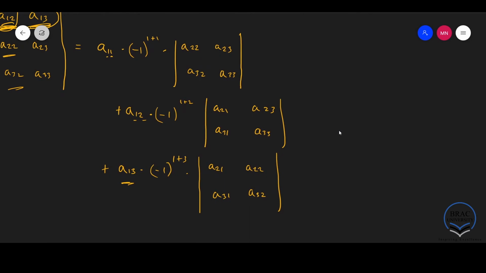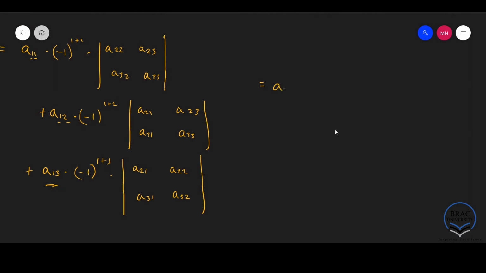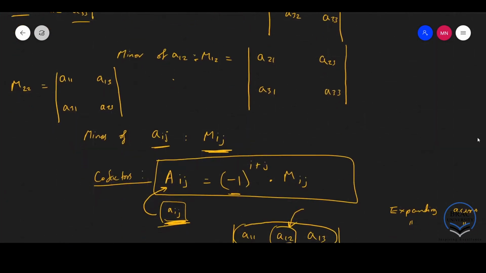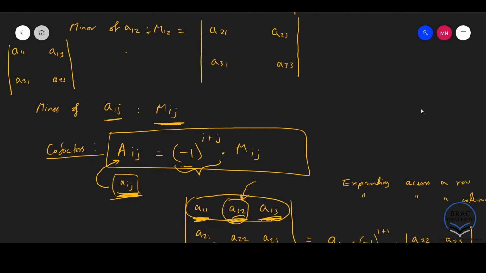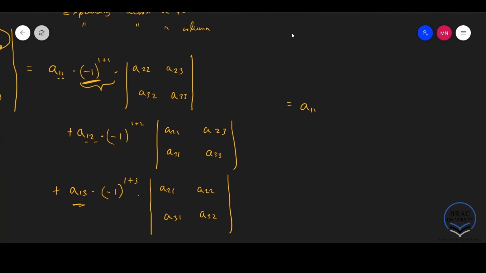So if I work this out, I will end up with A11. If I go back to this portion here, this will be +1 when this power is even, right? And if this power is odd, then this will be -1. So in this case, we have -1 squared. We have plus A11 times (A22 A33 minus A23 A32).